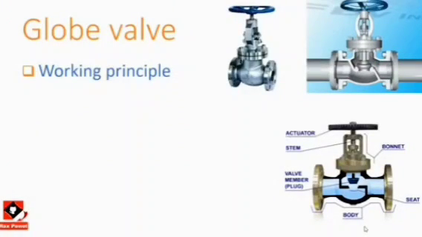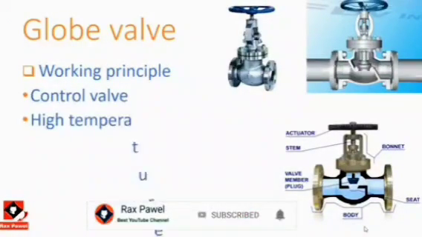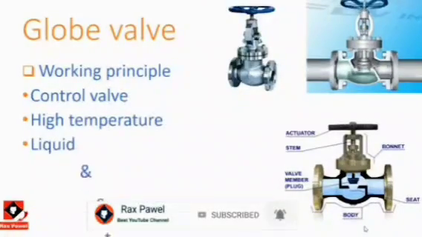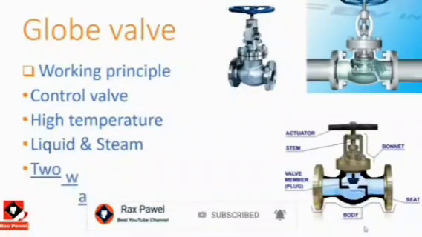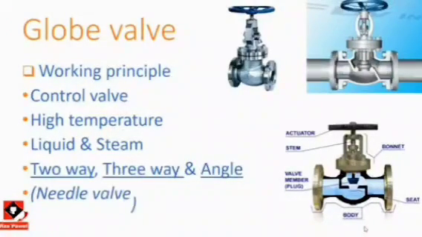Globe valve working principles. Its stem is connected to a plug or disc which is moved perpendicular to the seat. Globe valve is common for throttling purposes, controlling high temperature applications, but can also be used as a shut-off valve. It is used for both liquids and gases. There are three types: two-way, three-way and angle globe valves. And the needle valve works according to the same principle, using a needle instead of the globe.